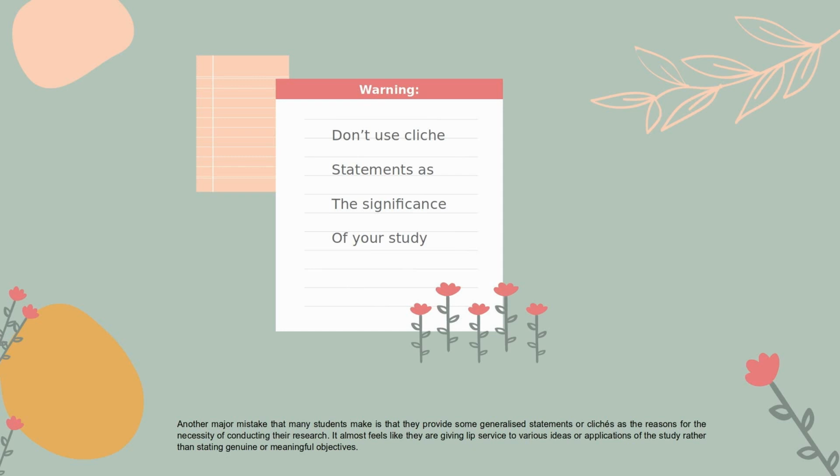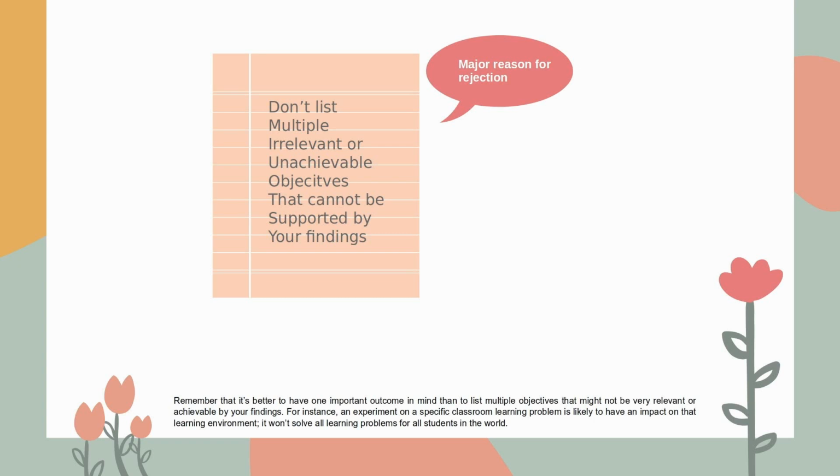Another major mistake that many students make is that they provide some generalized statements or cliches as the reasons for the necessity of conducting their research. It almost feels like they are giving lip service to various ideas or applications of the study rather than stating genuine or meaningful objectives. Remember that it's better to have one important outcome in mind than to list multiple objectives that might not be very relevant or achievable by your findings.